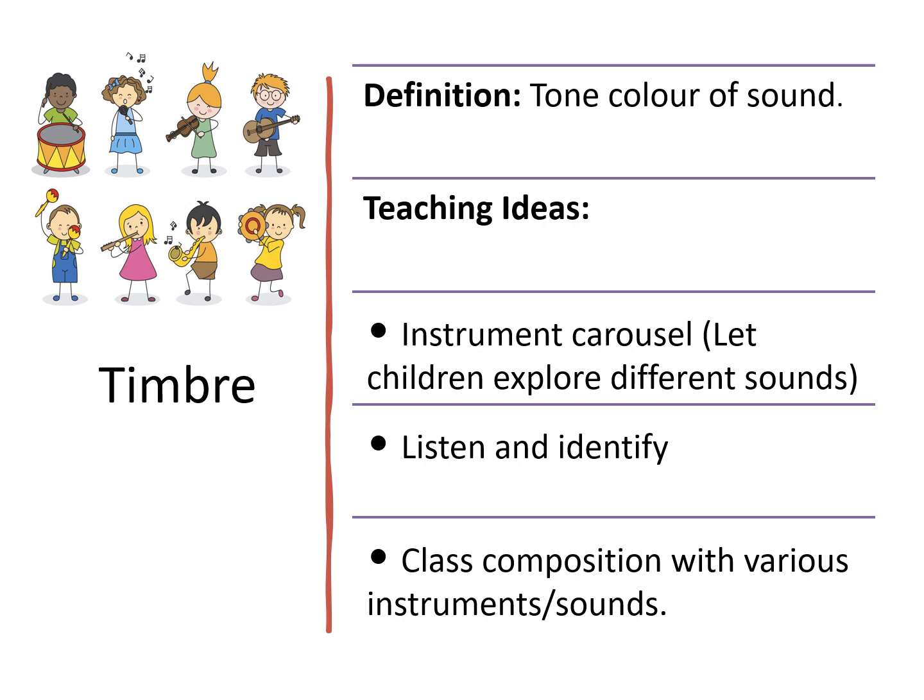The next dimension is timbre. The definition for timbre is tone colour of sound, perhaps thinking of the different sounds and the different families of an orchestra. The brass instruments have a different colour sound to the percussion or the woodwind.